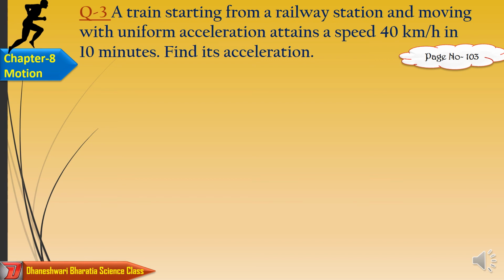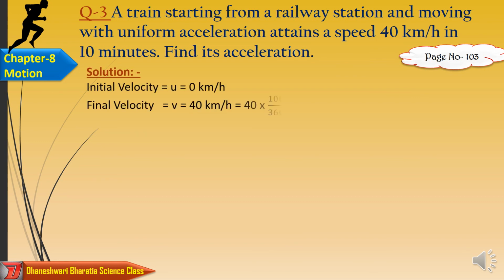So let us read the question. A train starting from a railway station and moving with uniform acceleration attains a speed of 40 km per hour in 10 minutes. So find its acceleration. So we know that we have to do some conversion because the speed is given in 40 km per hour and time is given in minutes, right? So let's have a look.